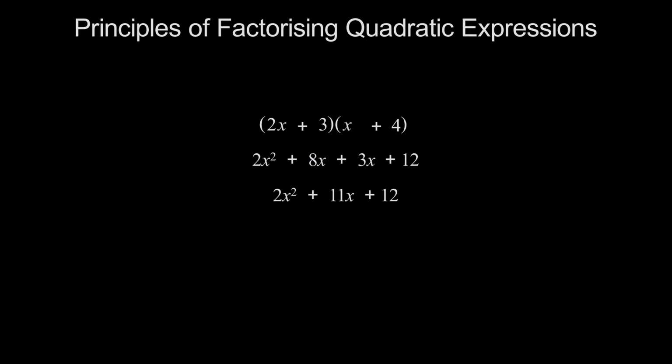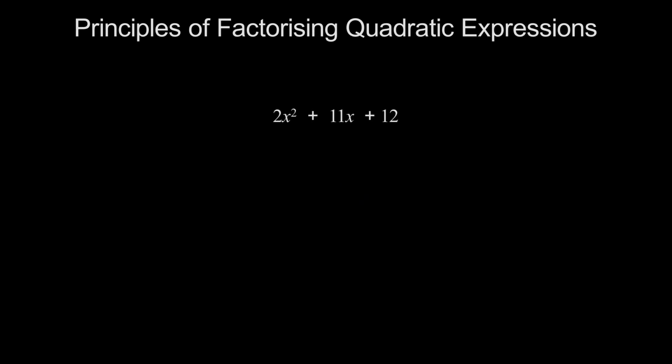In order to factorise this quadratic, we need to partition the term in x into 2 terms. In this case, we know that the coefficients of the 2 terms are 8 and 3. But if we had to factorise this quadratic, we would not know the coefficients of the 2 terms to partition the original single term in x.